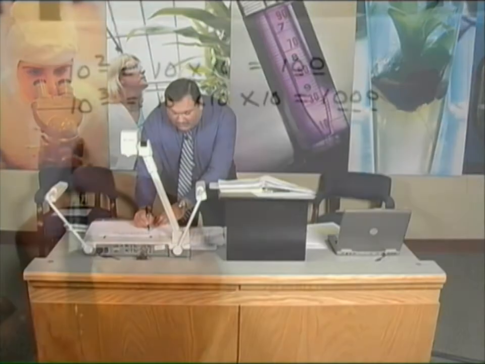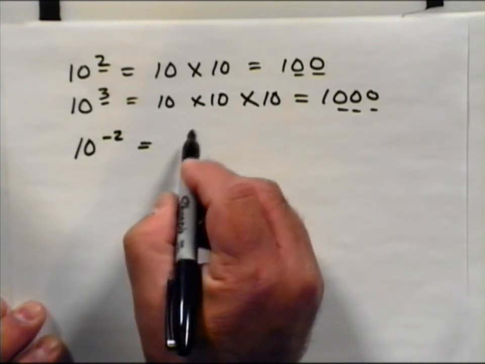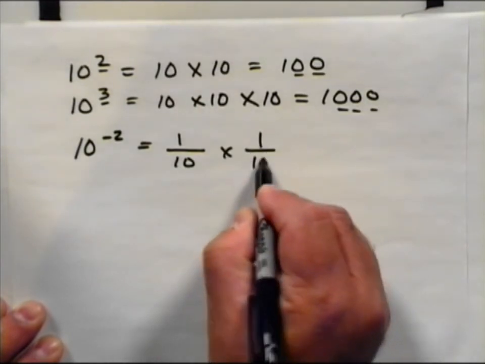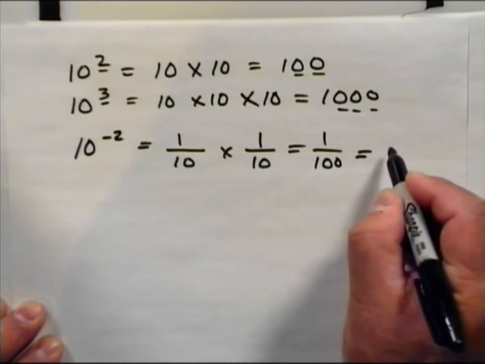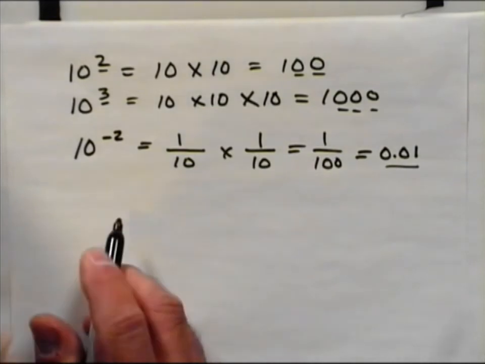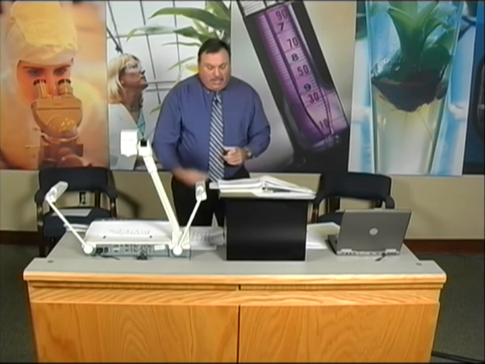Similarly, with negative exponents, 10 to the minus 2 is the reciprocal, 1/10 times 1/10, or 1/100th, and we can rewrite that in decimal form as 0.01, as you see here. So the exponent basically tells us whether it's positive or negative, and if it's a positive exponent, it's going to be a number greater than 1. If it's a negative exponent, it's going to be a number between 0 and 1, greater than 0.